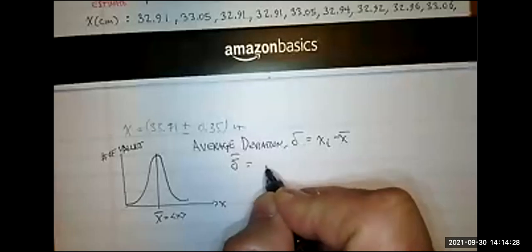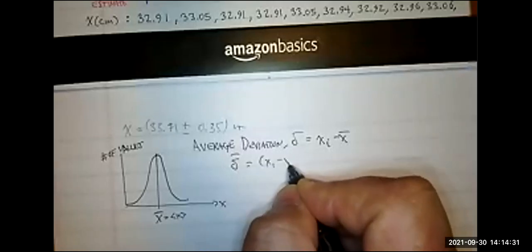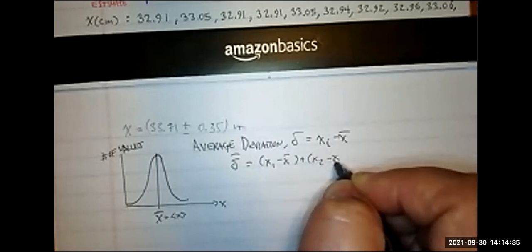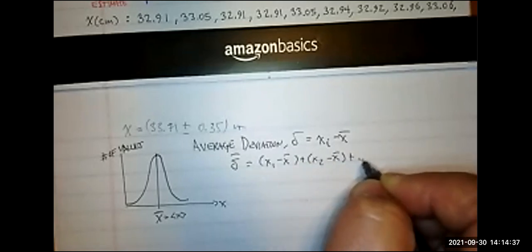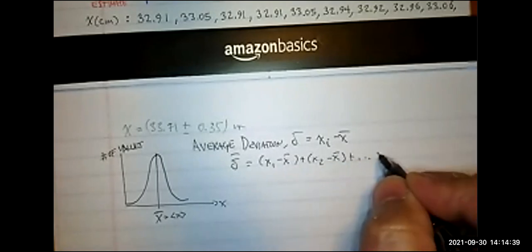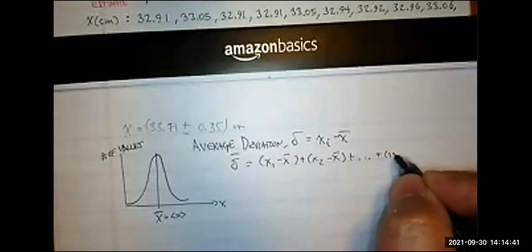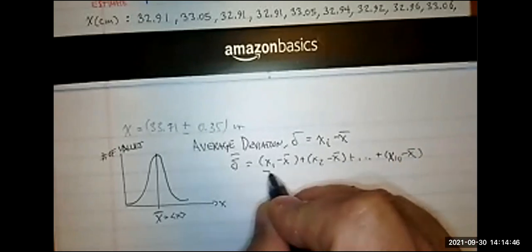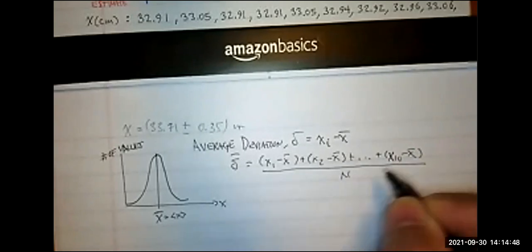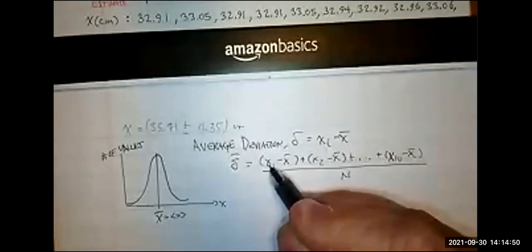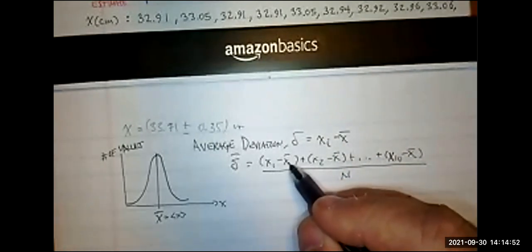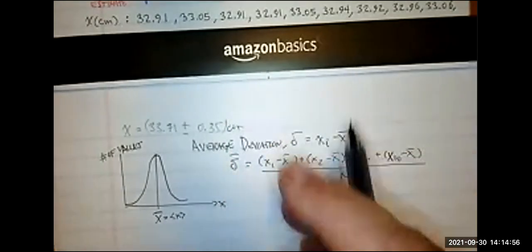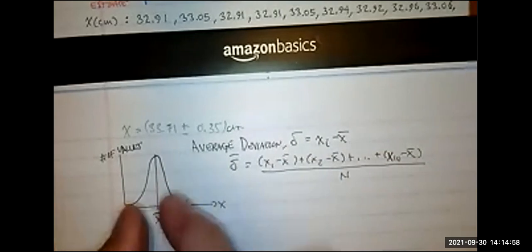The average deviation would seem to me to be x1 minus x bar plus x2 minus x bar plus dot, dot, dot on up to x10 minus x bar. And then I divide that by 10 to make the average. And this would work because the x is in centimeters, the x bar is in centimeters, everything would come out in centimeters, which is what I want for my deviation. That would tell me how far away.